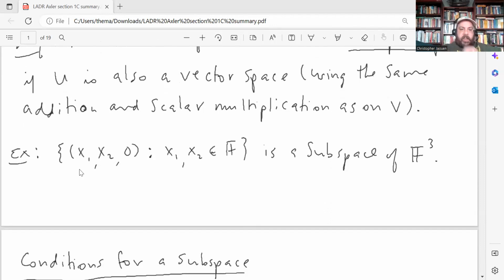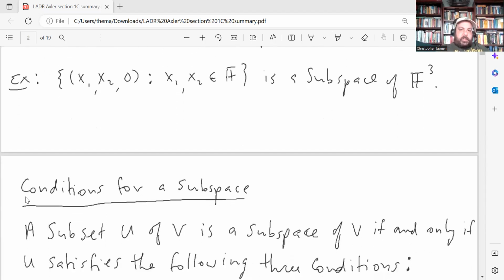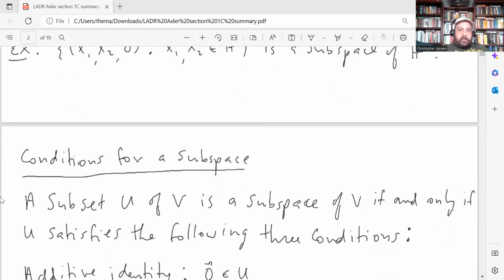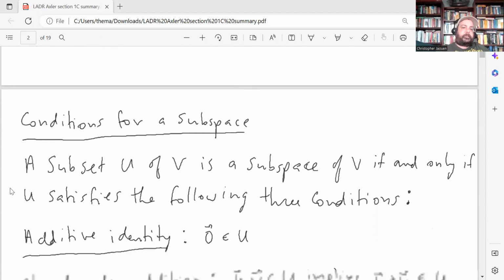This is a subspace of F3, meaning the set of all three-tuples of numbers from a field. So the first two components can be anything, and the third component is 0. You can check that this is a subspace. It's a vector space in its own right, meaning that it satisfies all of the vector space axioms, all 8 of them, if you use the vector space operations from F3. I won't go through that because we already went through verifying vector space axioms, but you can verify yourself that that is a subspace.